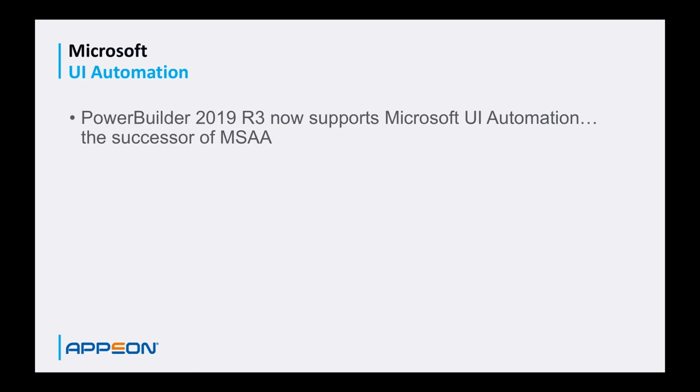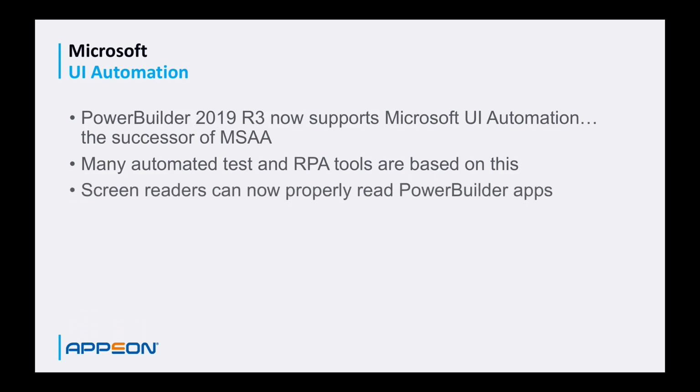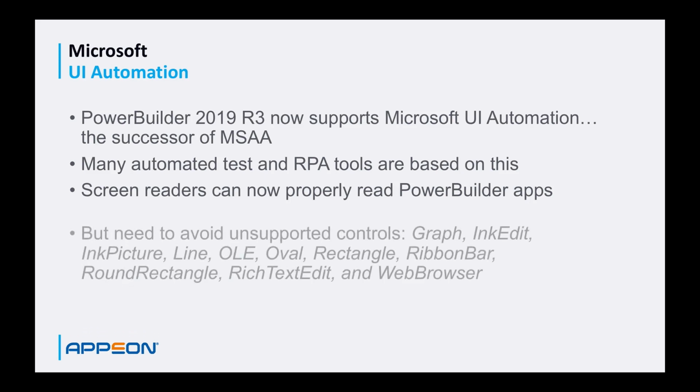This UI Automation framework is a successor of MSAA, and actually it's not brand spanking new. It's been around for quite some years now, but that's the latest replacement of MSAA. And many automated testing tools or the robotic process automation tools I just talked about, like UiPath, are actually designed to work with the Microsoft UI Automation framework. Another benefit of Appeon supporting the Microsoft UI Automation framework is screen readers can now properly read PowerBuilder applications, including within the data window and controls inside the data window.